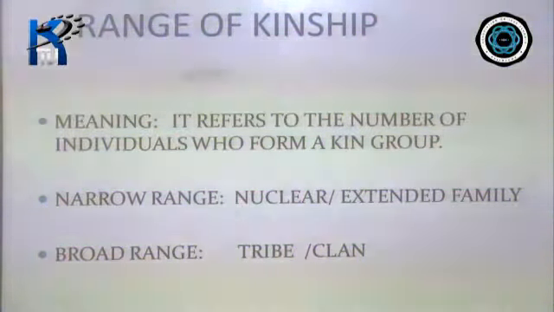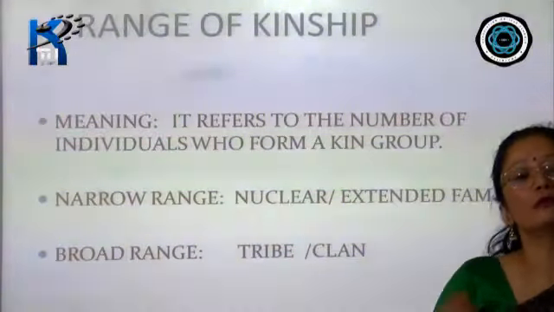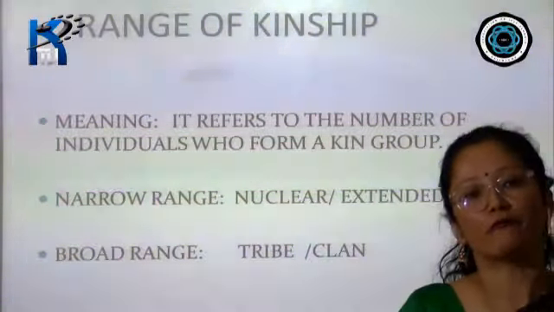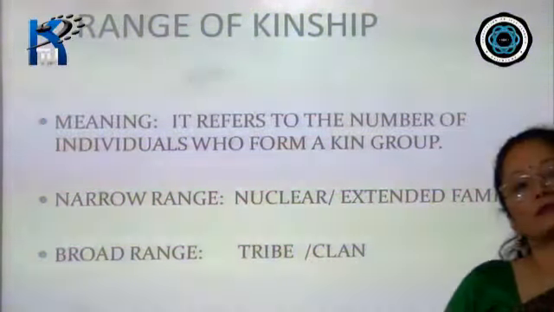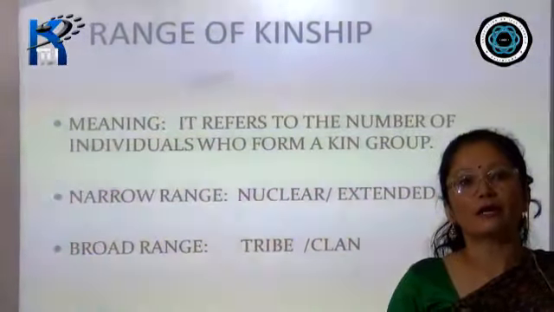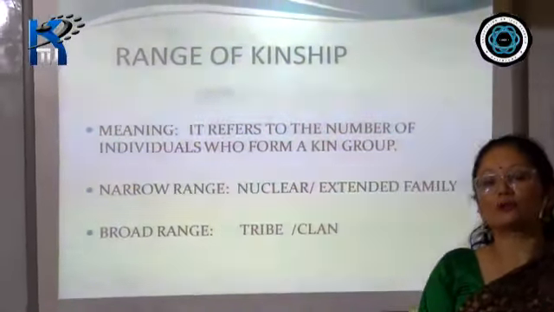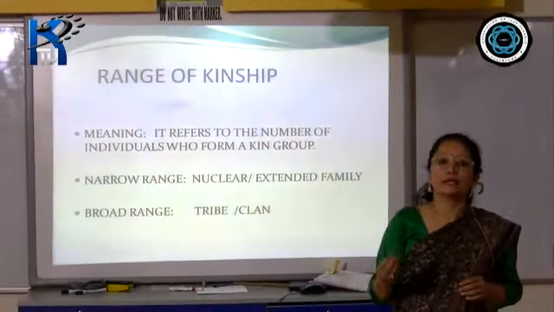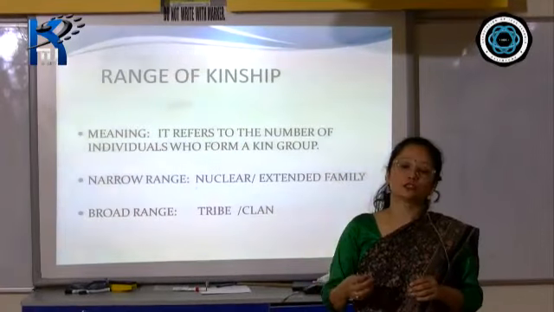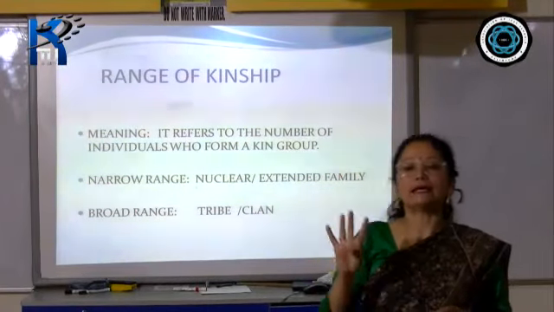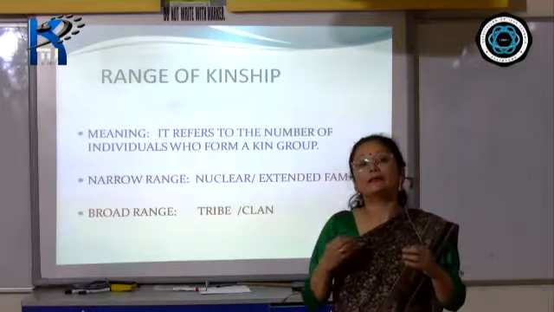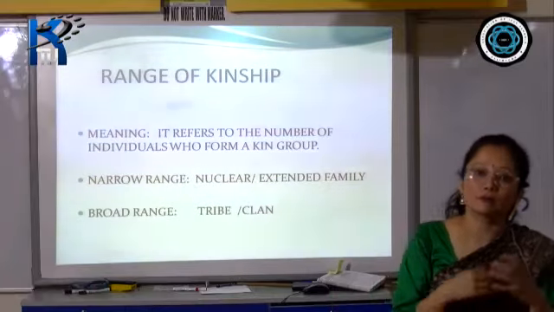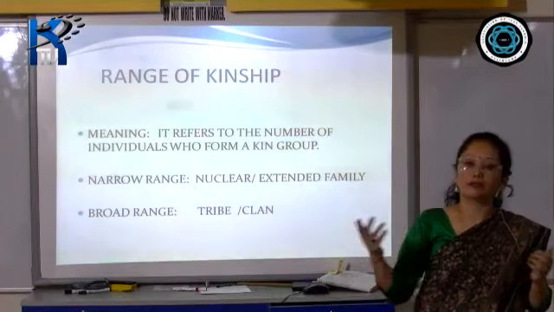So think about your own family. Today, most of you live in a nuclear family where you just have 3 members or 4 members. So if tomorrow somebody asks the range of your kin group, if you belong to a nuclear family, then you will say, yes, I belong to a narrow range kin group because I just have 4 members. And in a group of 4 people, they have a very close relationship. And also, fewer kinship terms are used. Mother, father, brother, and sister.